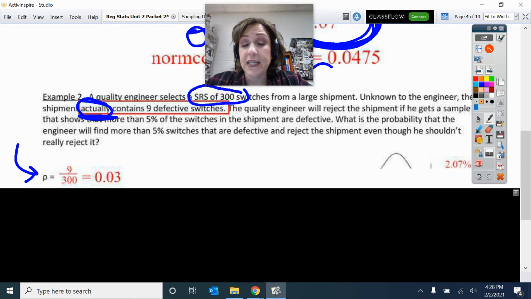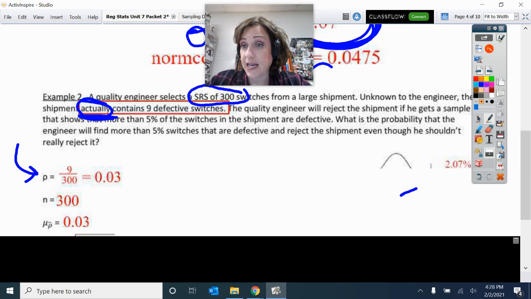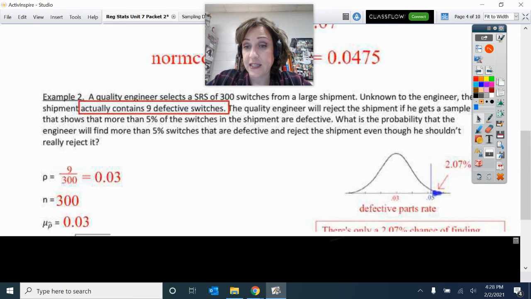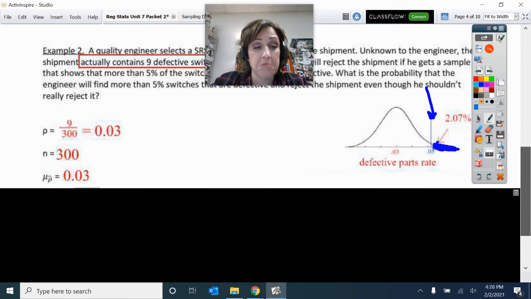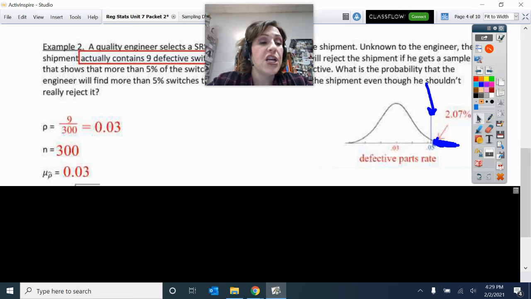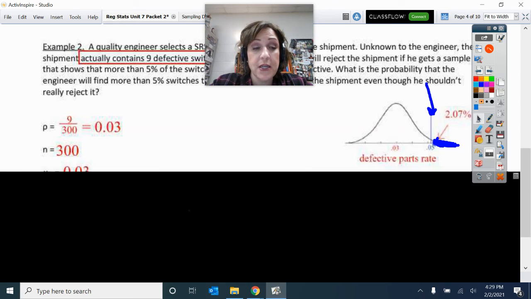Okay, the quality engineer will reject the shipment if he gets a sample that shows more than 5%. So what this looks like is that if he has more than 5%, if he gets one of these little samples up here, he will reject the shipment. Okay, what is the probability that the engineer will find more than 5% defective and reject the shipment, even though it shouldn't be rejected? Okay, so sample size was 300.